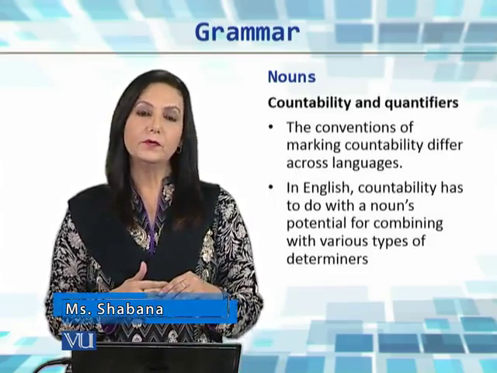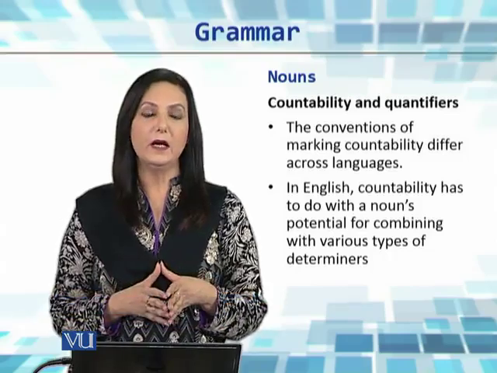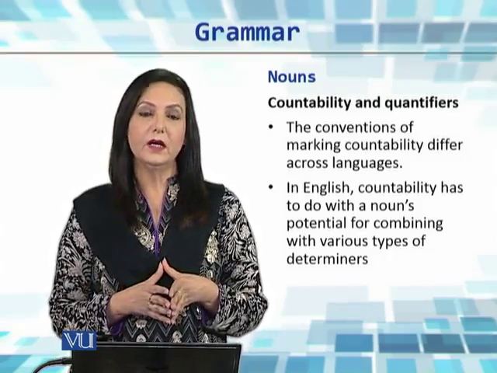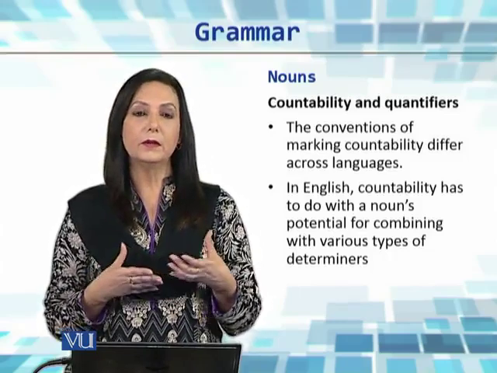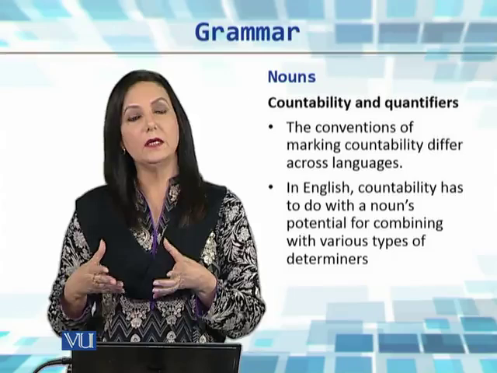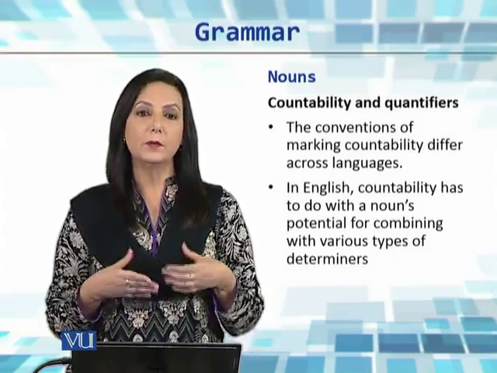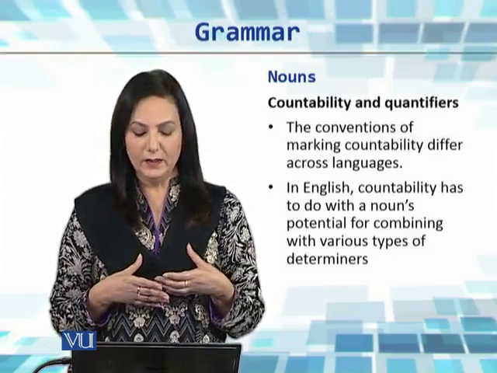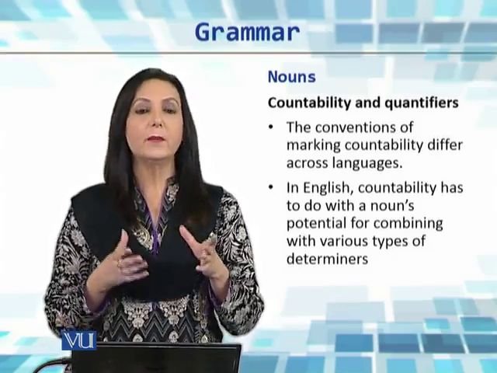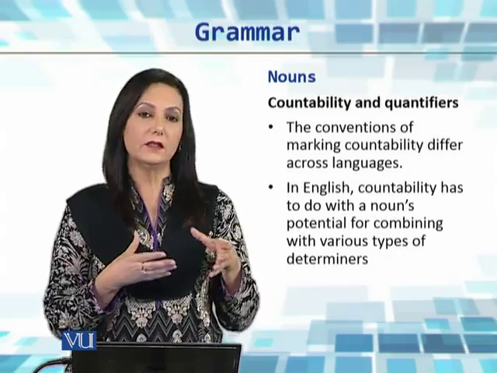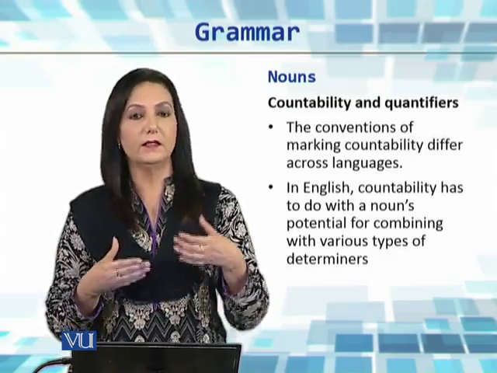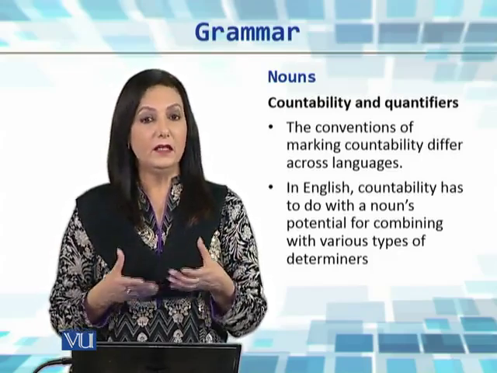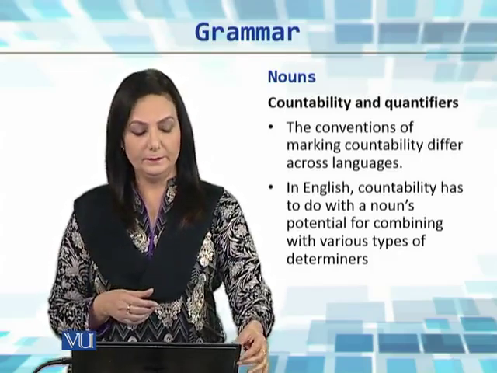The rules for marking countability are different in different languages. In English, countability, or the way in which you count a noun, depends on the way in which a noun combines with different types of determiners. For example, how a noun takes the article a, the article the, the article an, or other determiners, for example, this, that, each, all, etc.